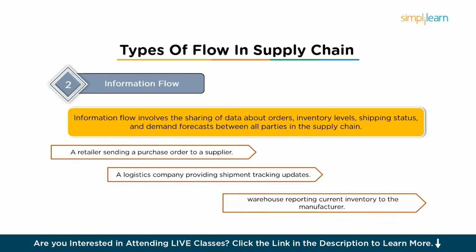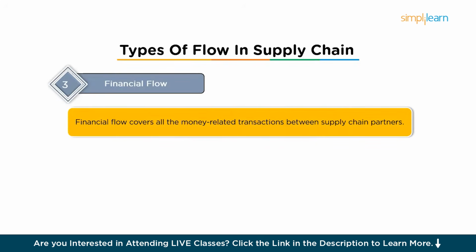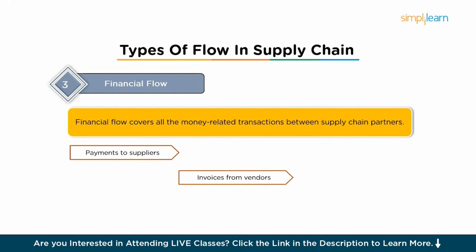So the important point is good information flow reduces errors, speeds up decisions, and improves coordination, and it will lead to customer satisfaction. The third flow is the financial flow, which is managing payments and credits. So financial flow covers all the money related transactions between the supply chain and the partners. The payment to the suppliers, invoices from the vendors, credit terms and refunds. So efficient financial flow ensures suppliers get paid on time. Companies maintain good cash flow and transactions are recorded accurately.